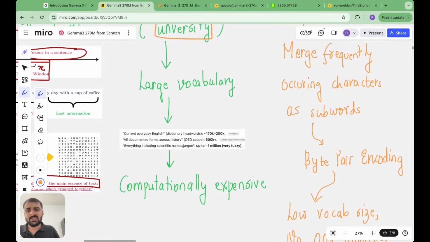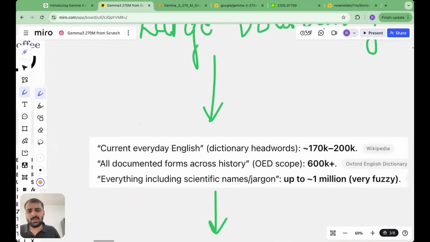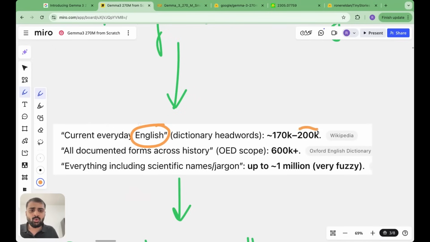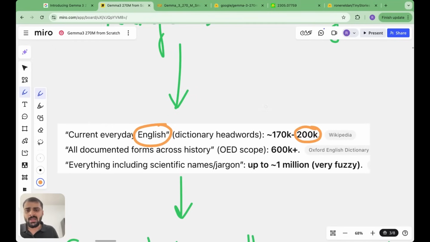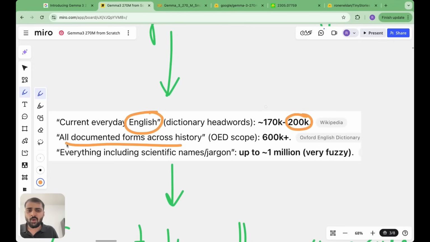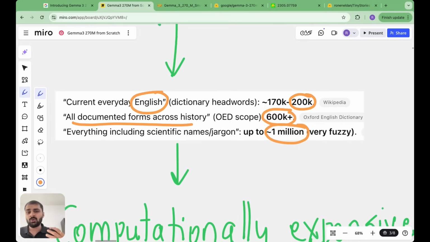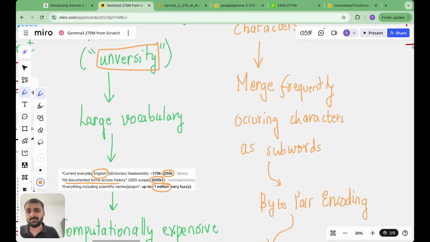That's one issue. The second major issue is that if you take a look at English, current everyday English has around 200,000 words or 200,000 tokens. If you take all documented forms across history, that has around 600,000 tokens. And if you include scientific names and jargon, that has 1 million tokens. That's just in the English language. If you want to build a multilingual language model, imagine the number of words you need to keep in your vocabulary. That's huge.